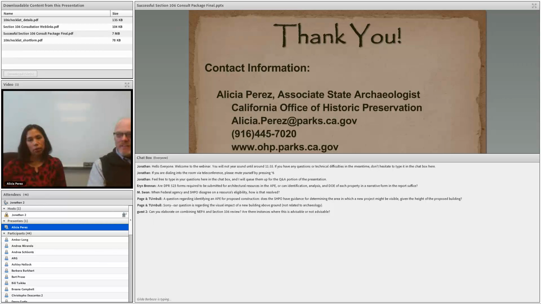I don't have any guidance about that beyond what's included in the definition of the APE in the regulations. There may be something in our annotated Section 106 submittal checklist, but I don't recall. The question gets at the key part of that, which is the visibility of the new building. Where it will be visible from would be the area to include in the APE.